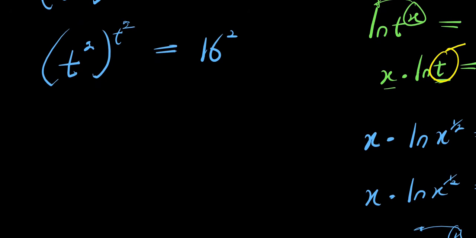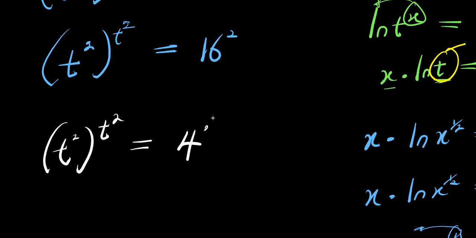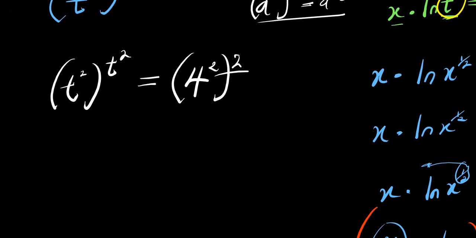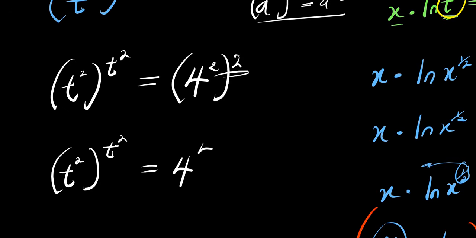So from here, I'll simply have t to the power of 2 raised to the power of t power 2 equals 16. 16 is the perfect square, which is 4 to the power of 2. And this is raised to the power of 2, right? Now, you have a power x raised to the power of y. This equals a power x times y. So we need to multiply this exponent. And from here, I'll have t power 2 raised to the power of t power 2 equals 4 power 2 times 2. That is 4.